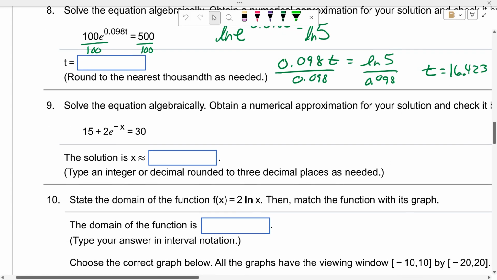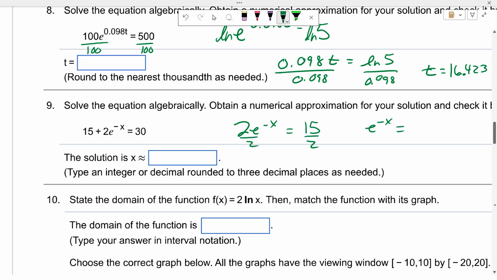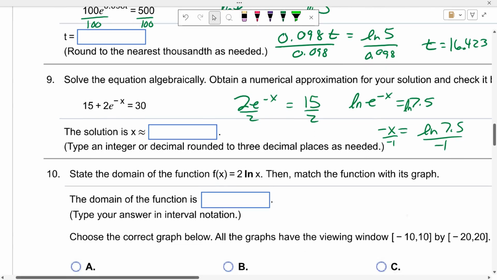What would you do on number 9 first? Subtract 15. So 2e to the negative x equals 15. Then you divide by 2. e to the negative x equals 7.5. Then you natural log both sides. Negative x equals ln of 7.5. And divide by negative 1. Whatever the natural log of 7.5 divided by negative 1 is, then you get it.